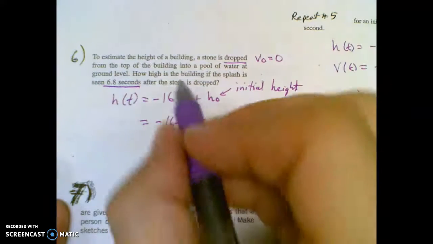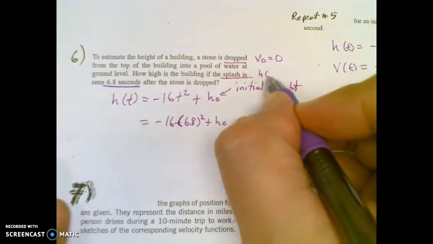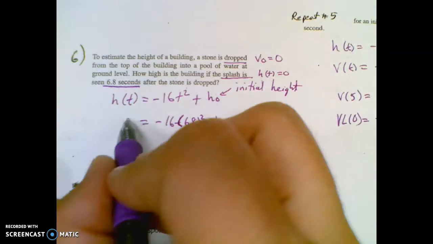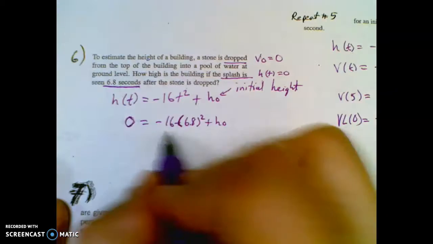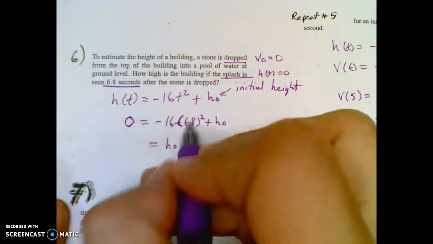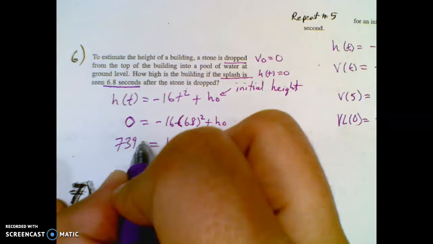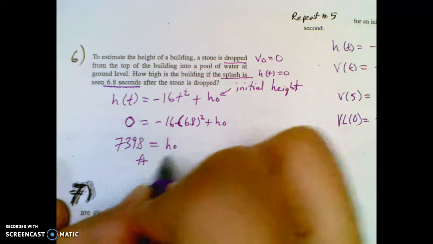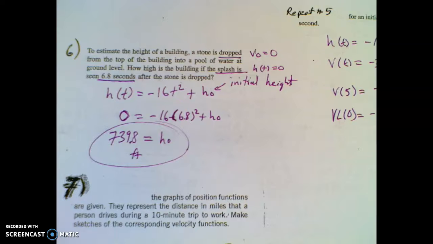Well, at 6.8 seconds, it splashes, also known as height equals 0 at that time. So at 6.8 seconds, my height is 0, and I can use this to solve for h sub o, because I can move that to the other side, square it, you get 739.8 feet. And that would be your estimate. So you could actually estimate how tall a building is by dropping something off, which is never a good idea because there could be people down below.